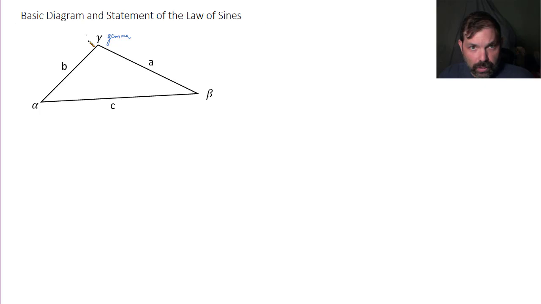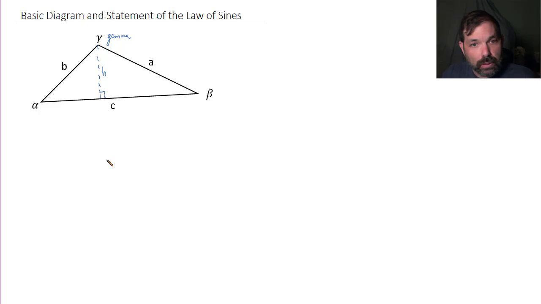One way to look at this: I'm going to take this diagram and purposefully build a right angle in it. I'm going to go from the side labeled c and build a right angle, a perpendicular that goes to the angle with apex at gamma. So let me build this right angle here. And I'm going to label this height, the altitude, h temporarily.